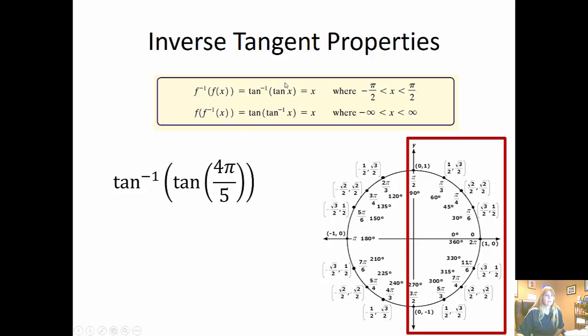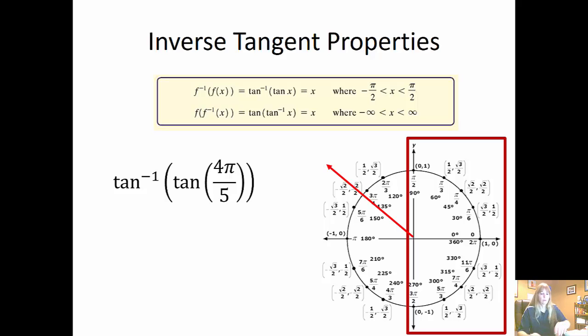If I want to find tangent inverse of tangent of 4 pi over 5, I have to figure out where 4 pi over 5 is. As I mentioned before, I like looking at pi, and that would be 5 pi over 5, getting a common denominator. So 4 pi over 5 is probably a little high. It's somewhere in this quadrant, which is the wrong quadrant. So what I do is move it straight across, in this case by subtracting pi.